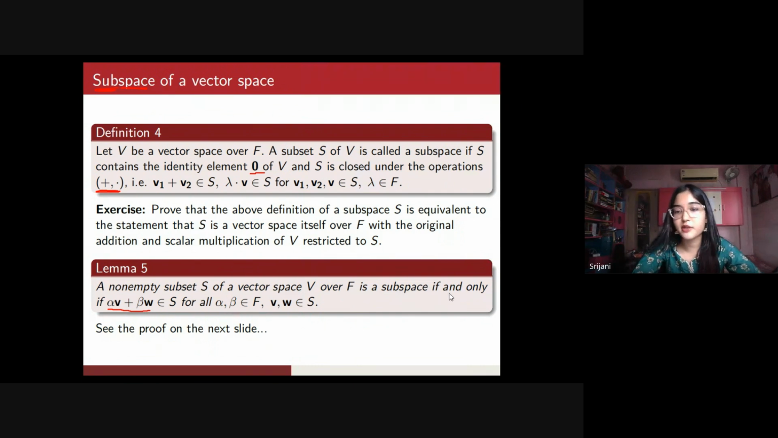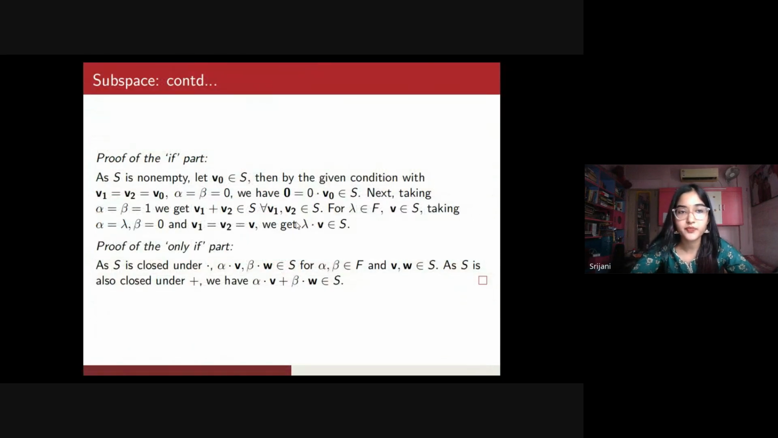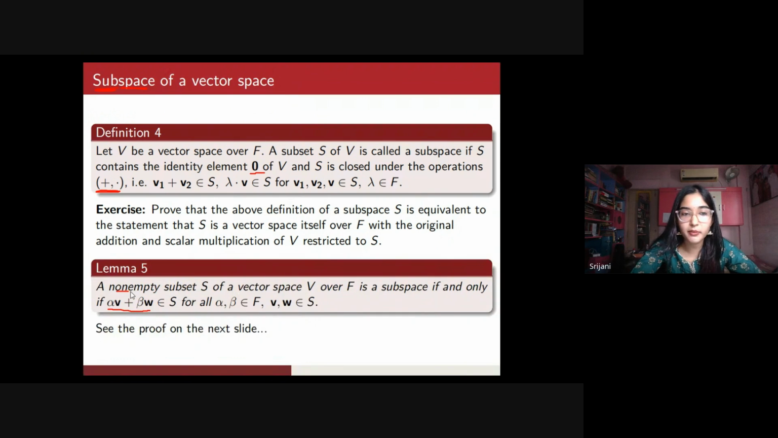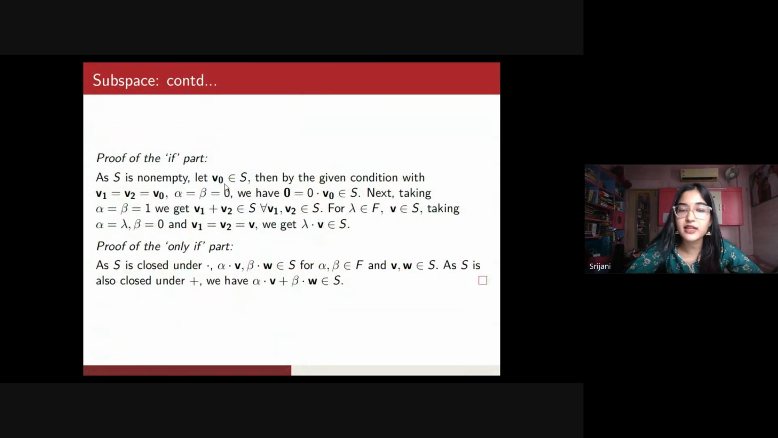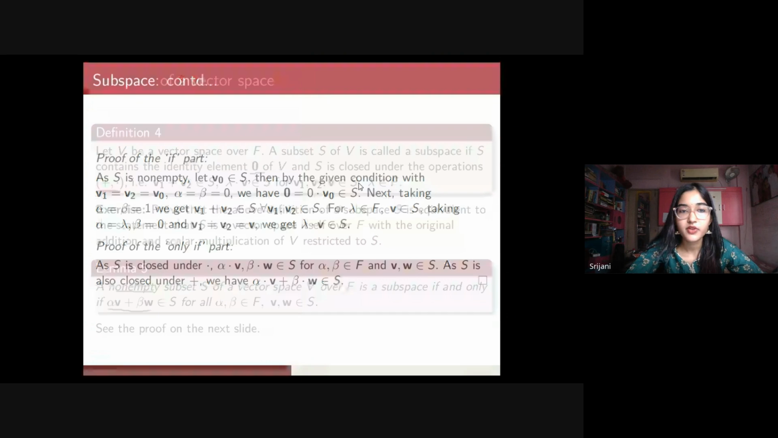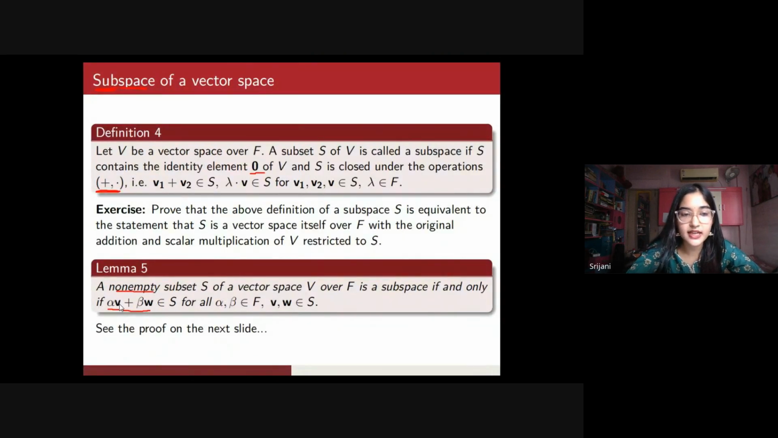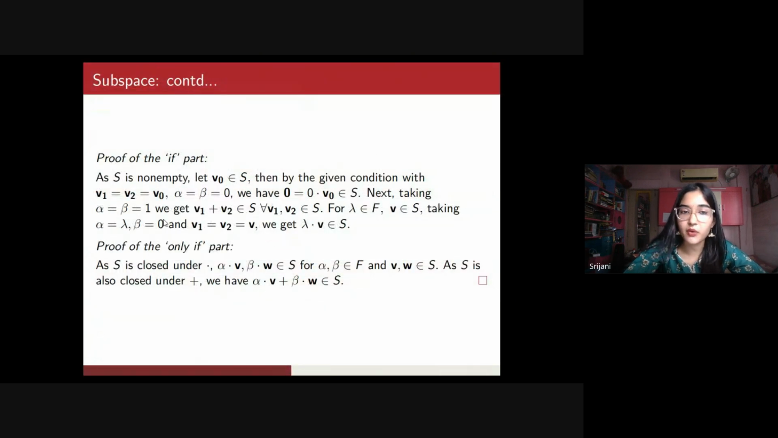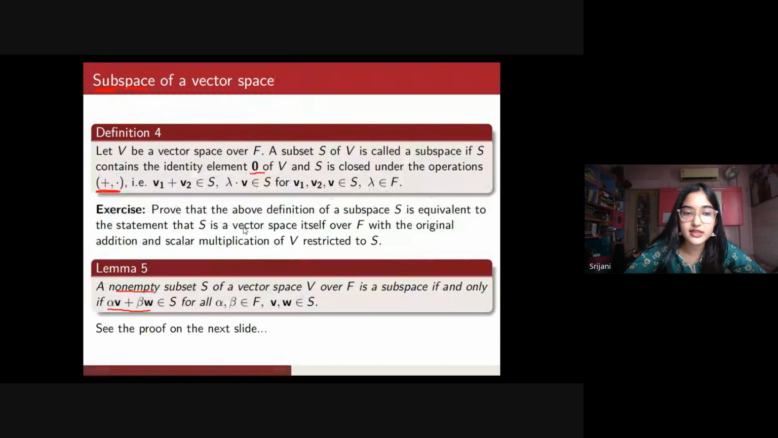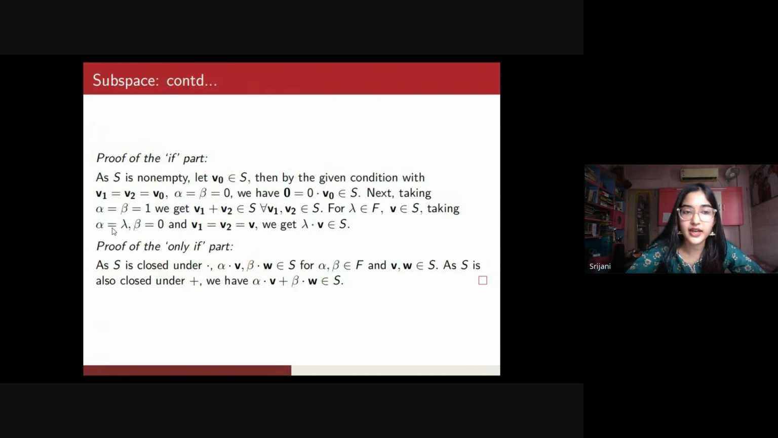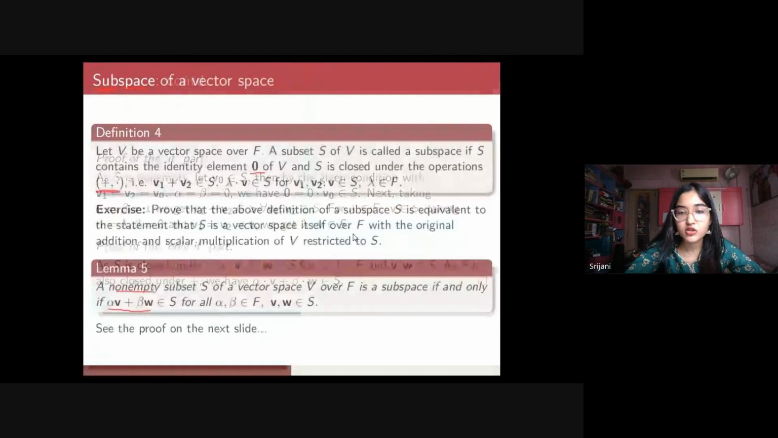To prove if and only if statements, what do we do? We prove the if part and the only if part. Firstly, it is a non-empty subset, so there is some v naught in S. Then by our condition, if we take v and w both as v naught, and alpha and beta as 0, we get our 0 element. First property done. Next, we take alpha and beta as 1, then v1 plus v2 is there. For lambda, we take v1 and v2 both as v, alpha as lambda and beta as 0, and we get lambda v. So the if part is done.